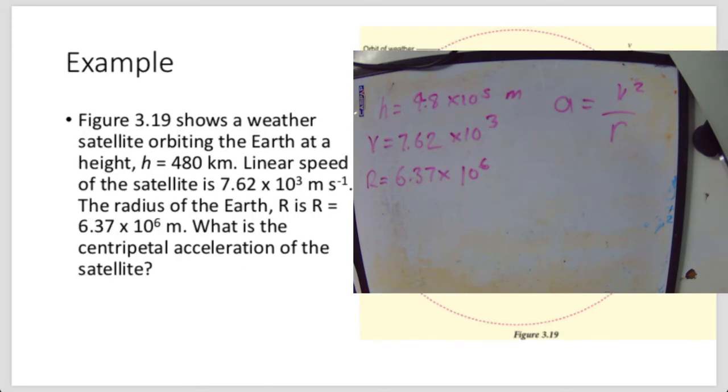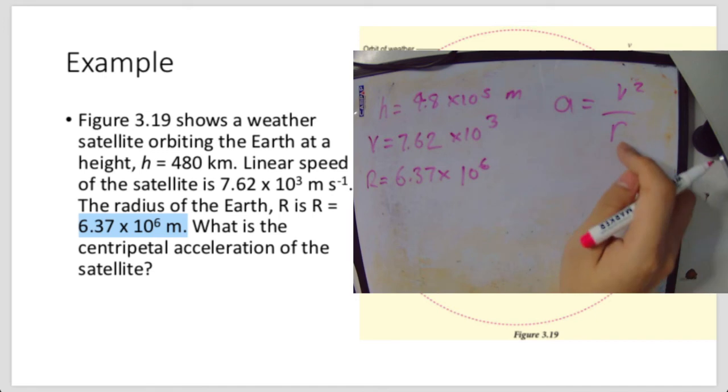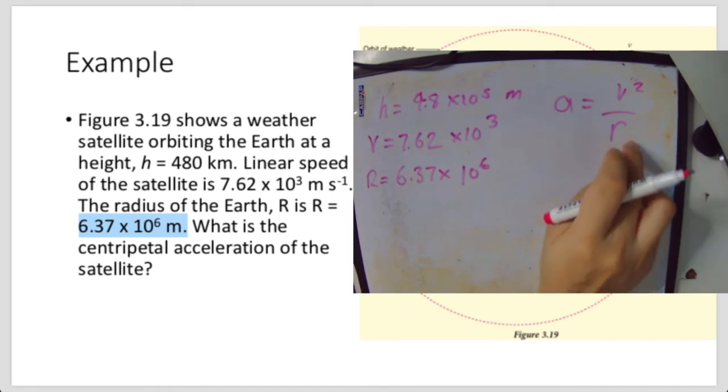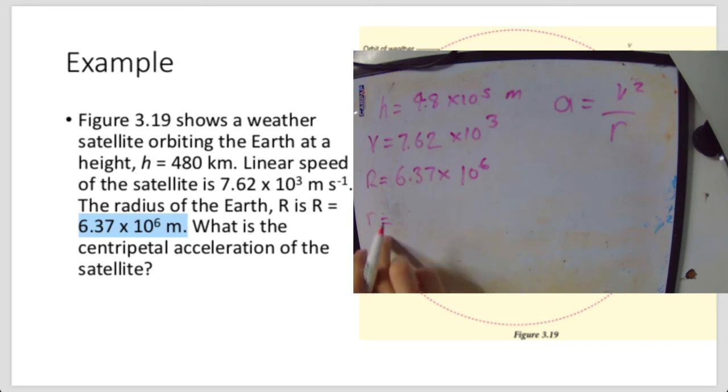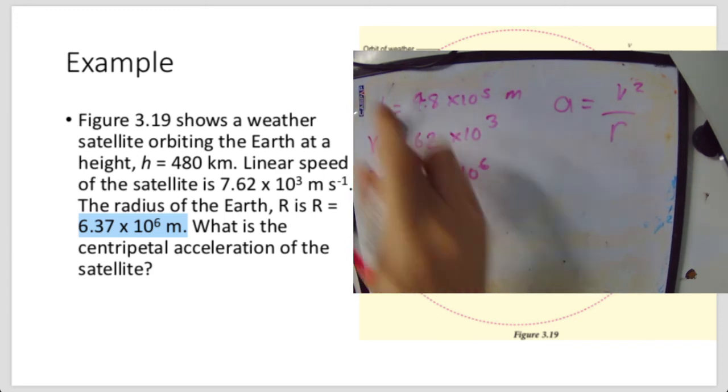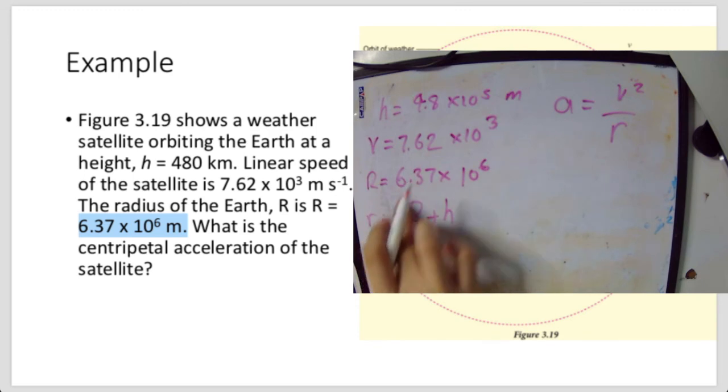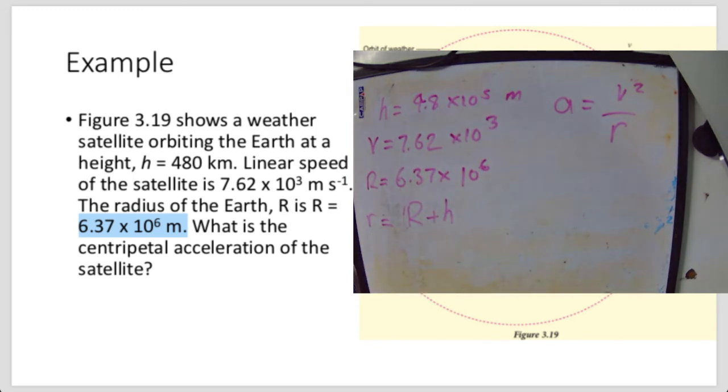We have to be careful with this question. A common mistake is to just take the radius of the Earth and use that as our small letter r. But remember, small letter r equals capital letter R plus h, because we are away from the center of the Earth. It's not on the surface of the Earth. What we're calculating is the distance of the object from the center. So keep that in mind and do not forget that. Once you know that, it's just a matter of putting everything in the formula.